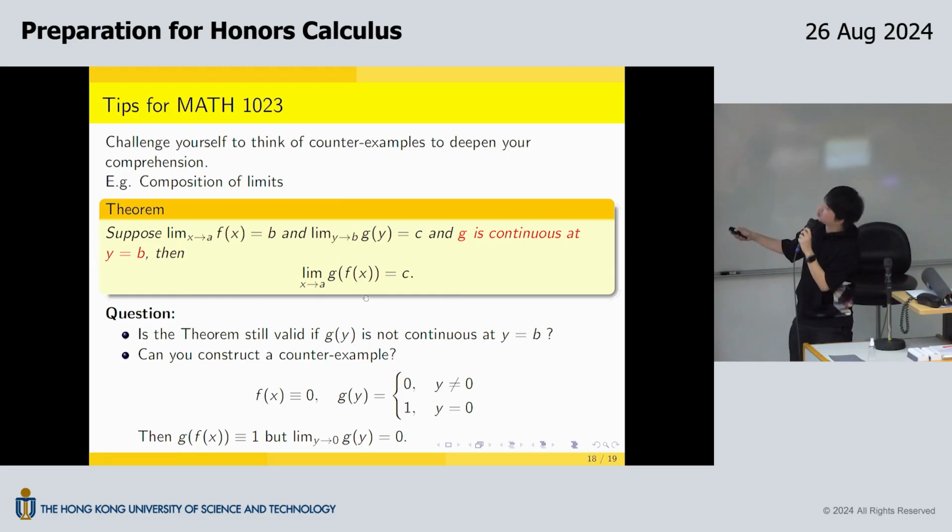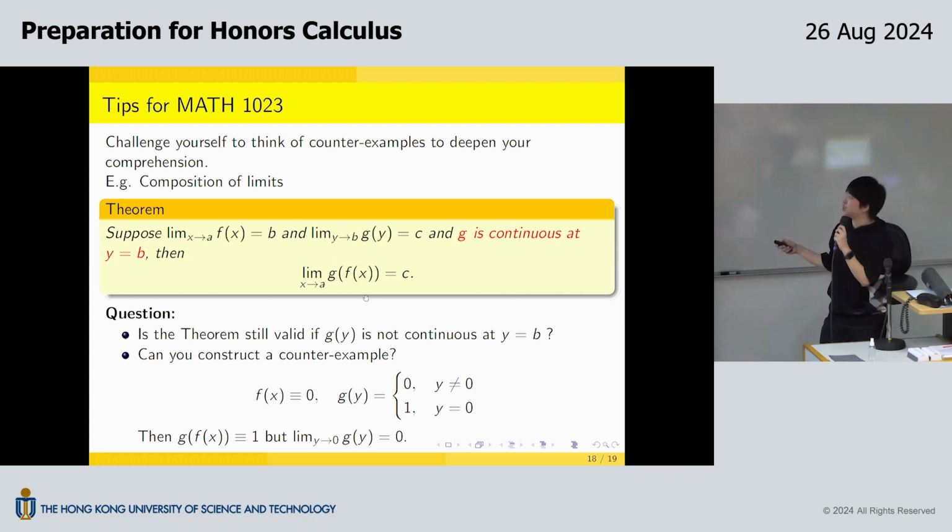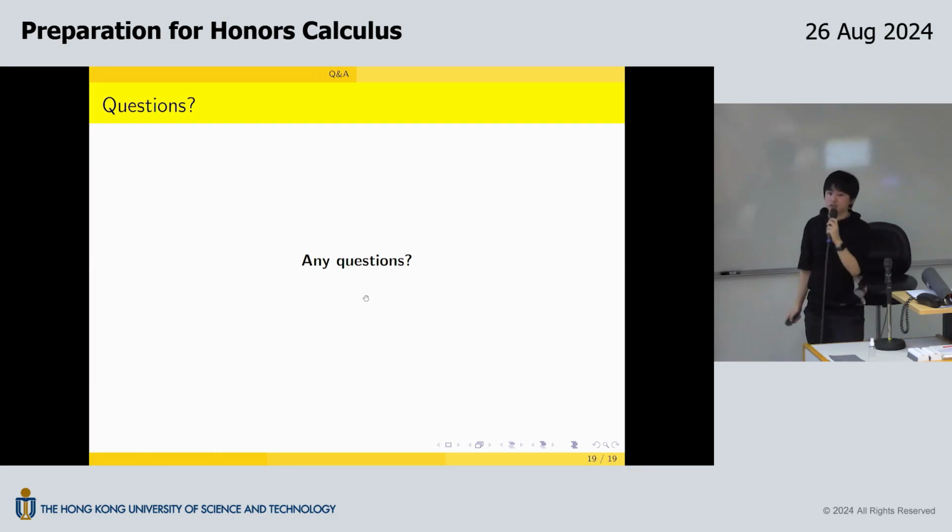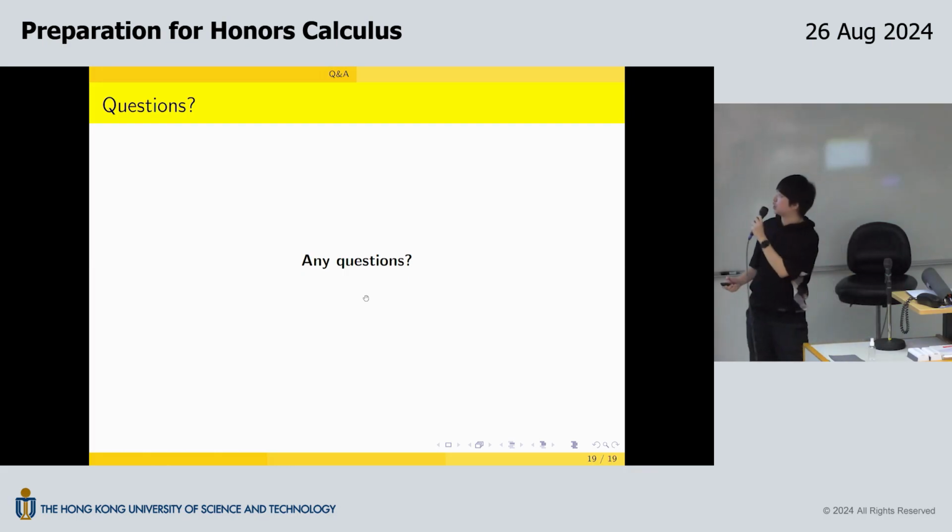So the conclusion fails for this counterexample. And why did it fail? Because in this example, the function g is not continuous at the point 0. So in learning the honor calculus class, you will see many of these kinds of theorems, propositions or questions, and you can think about why. You can think about counterexamples and why the assumptions are necessary to improve your mathematical maturity. Okay, I think that is all I want to talk about for the honor calculus course.